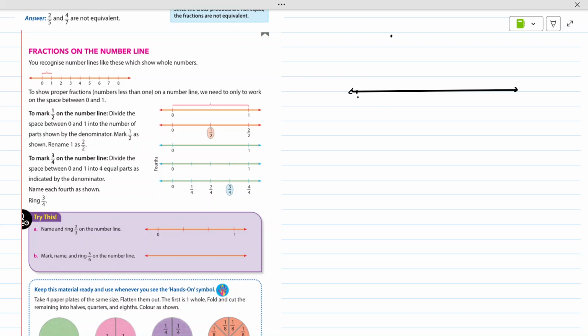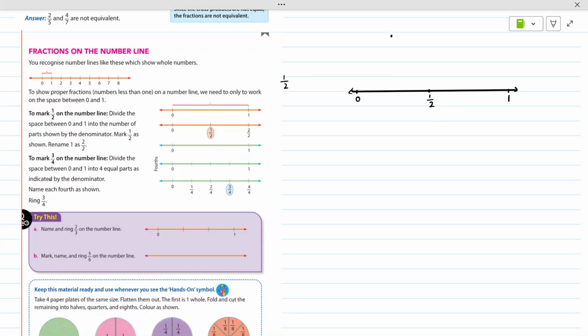This is 0, I'm marking, and this I'm marking as 1. Okay, what we have to do is to mark 1 by 2 on the number line. So when we say 1 by 2, that means we are dividing this complete into two parts, right? So half of it must be somewhere here. This is 1 by 2.